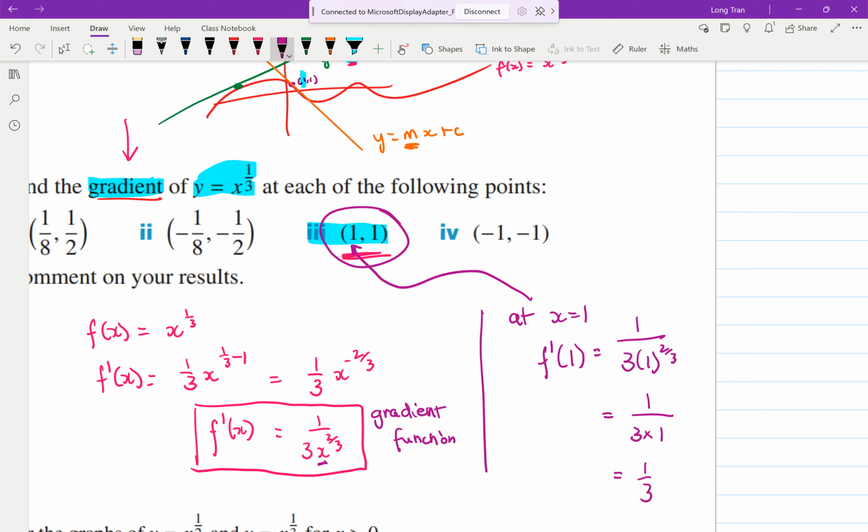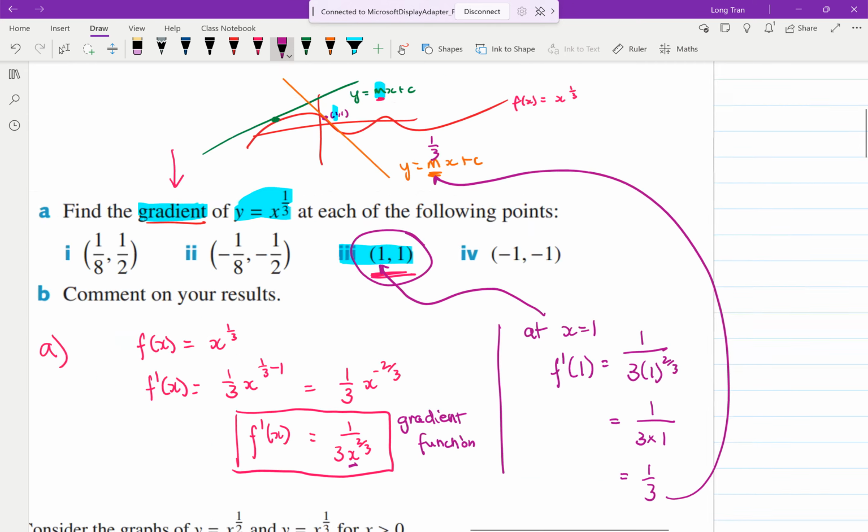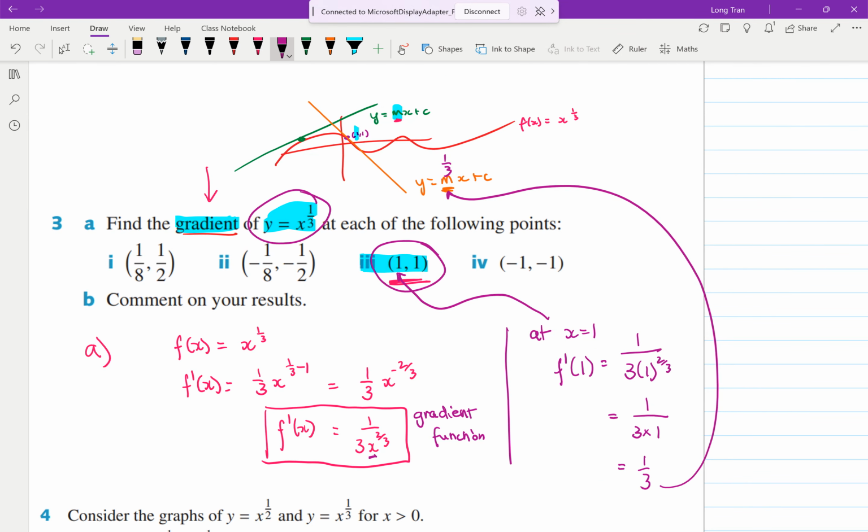And what does that mean? You've just figured out that line, that tangent line that crosses this function is at 1/3 of x. We just don't know what the y-intercept is yet. We don't know what c is. And that's what chapter 18 is. In chapter 18, you're then going to find c.